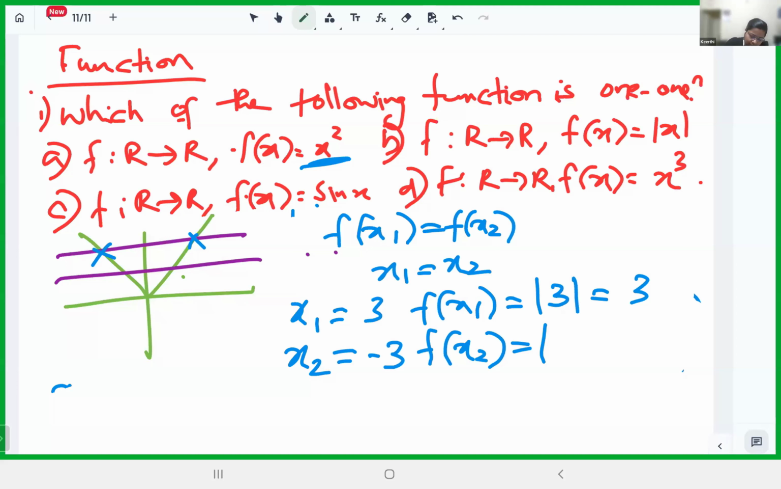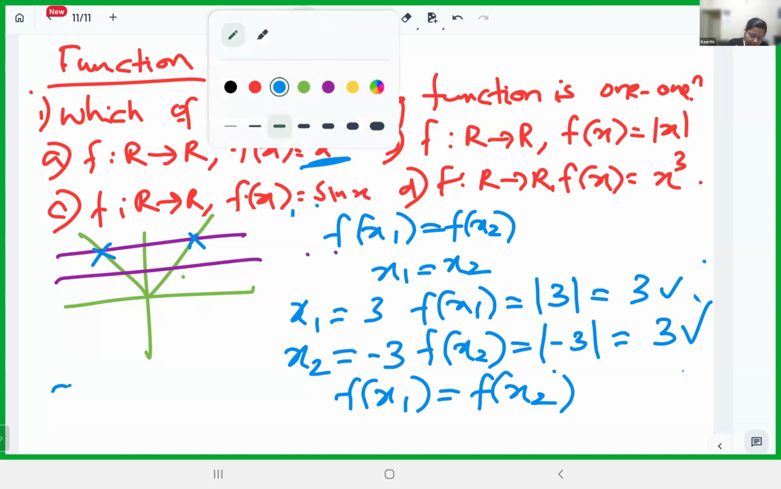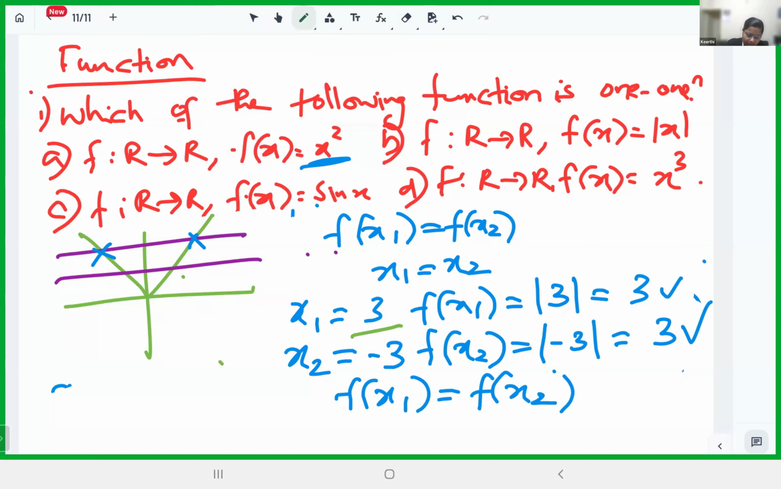Right. Here you can see that f of x1 and f of x2 are equal. F of x1 is equal to f of x2. But can you say that x1 is equal to x2? No. x1 is 3 and x2 is minus 3. Here x1 is not equal to x2. So from this you can say that it is not a 1, 1 function.